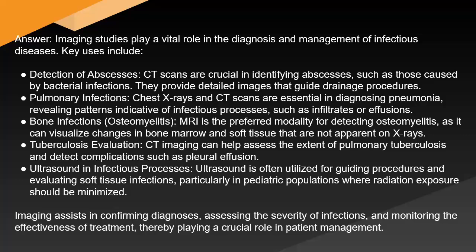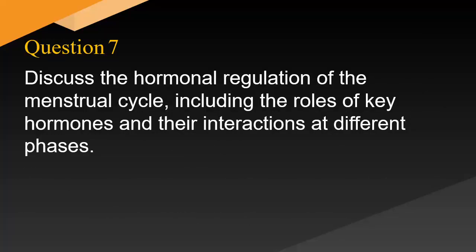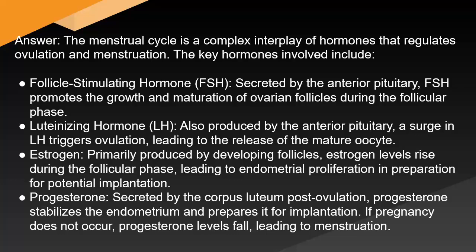role in patient management. Discuss the hormonal regulation of the menstrual cycle, including the roles of key hormones and their interactions at different phases. Answer: the menstrual cycle is a complex interplay of hormones that regulates ovulation and menstruation. The key hormones involved include follicle-stimulating hormone, FSH, secreted by the anterior pituitary. FSH promotes the growth and maturation of ovarian follicles during the follicular phase. Luteinizing hormone, LH, also produced by the anterior pituitary. LH triggers ovulation, leading to the release of the mature oocyte.